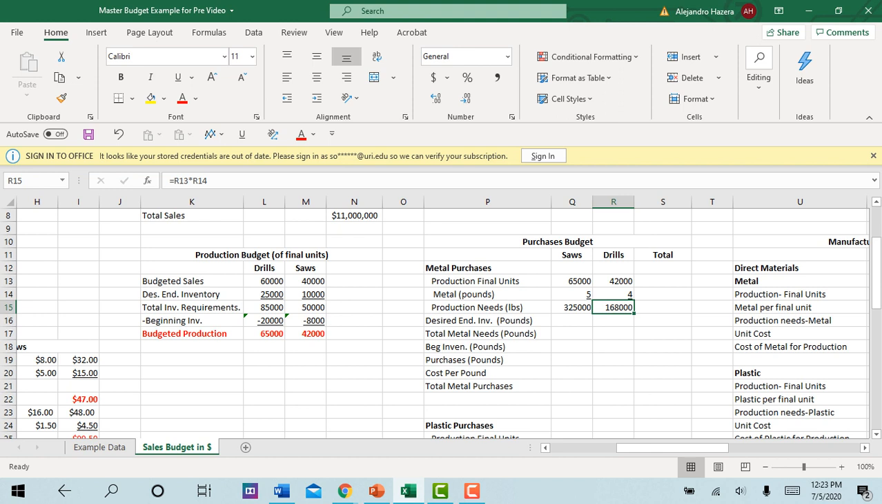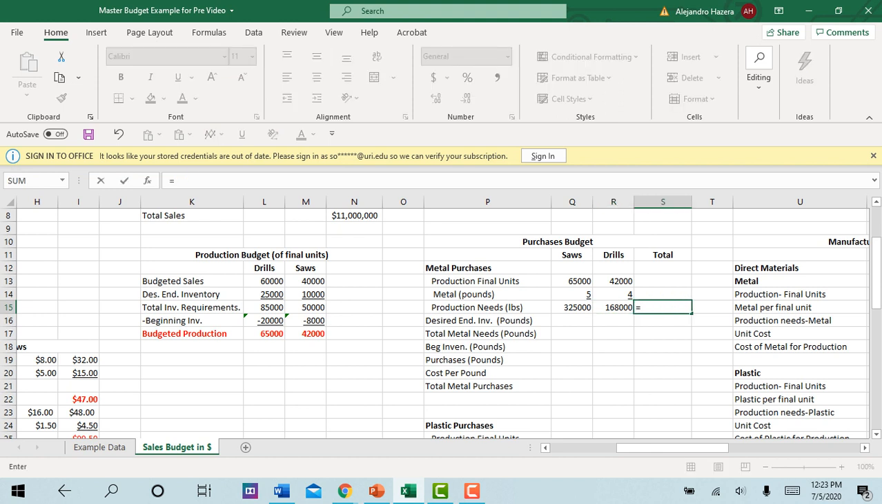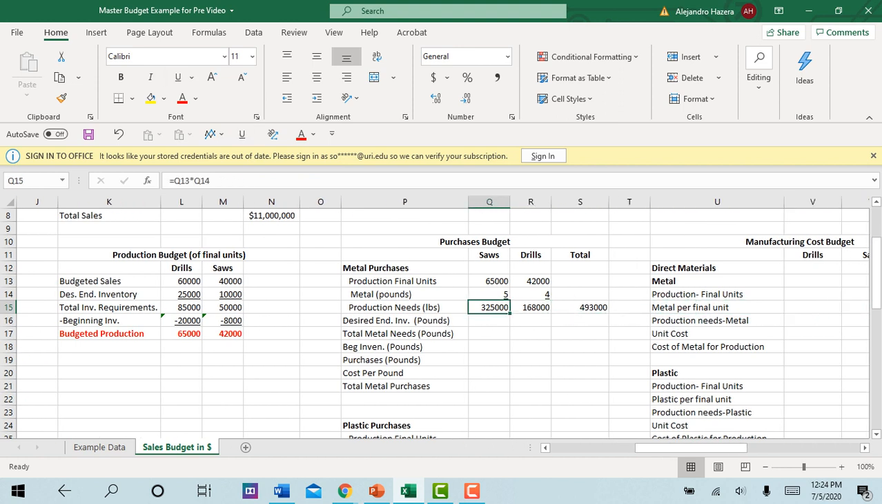and we know that 168,000 pounds of metal are going to go into making the drills. Now, I'm going to use this final column as a total column, which means that we're going to need a total, for our production needs, of 493,000 pounds of metal. That, of course, assumes that each product uses the same type of metal.